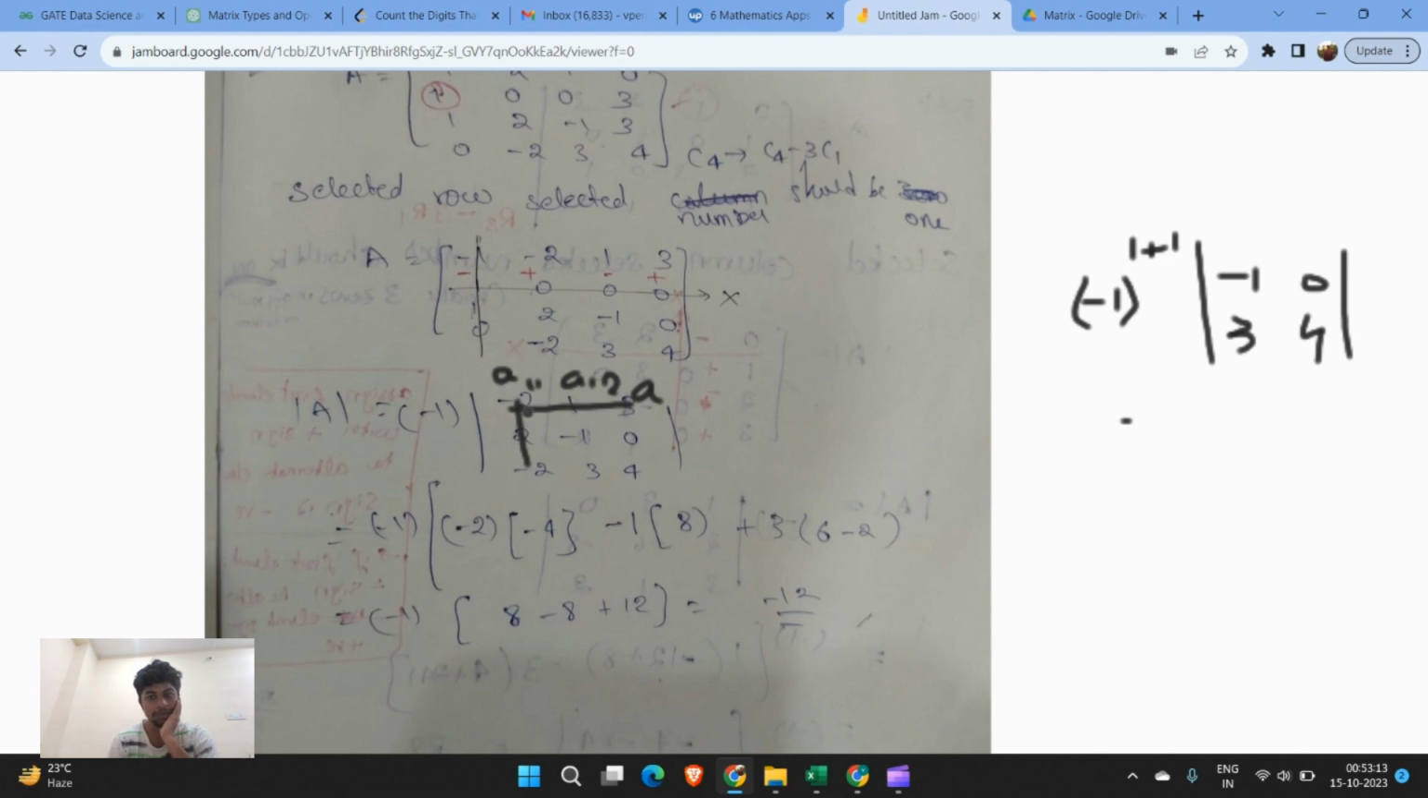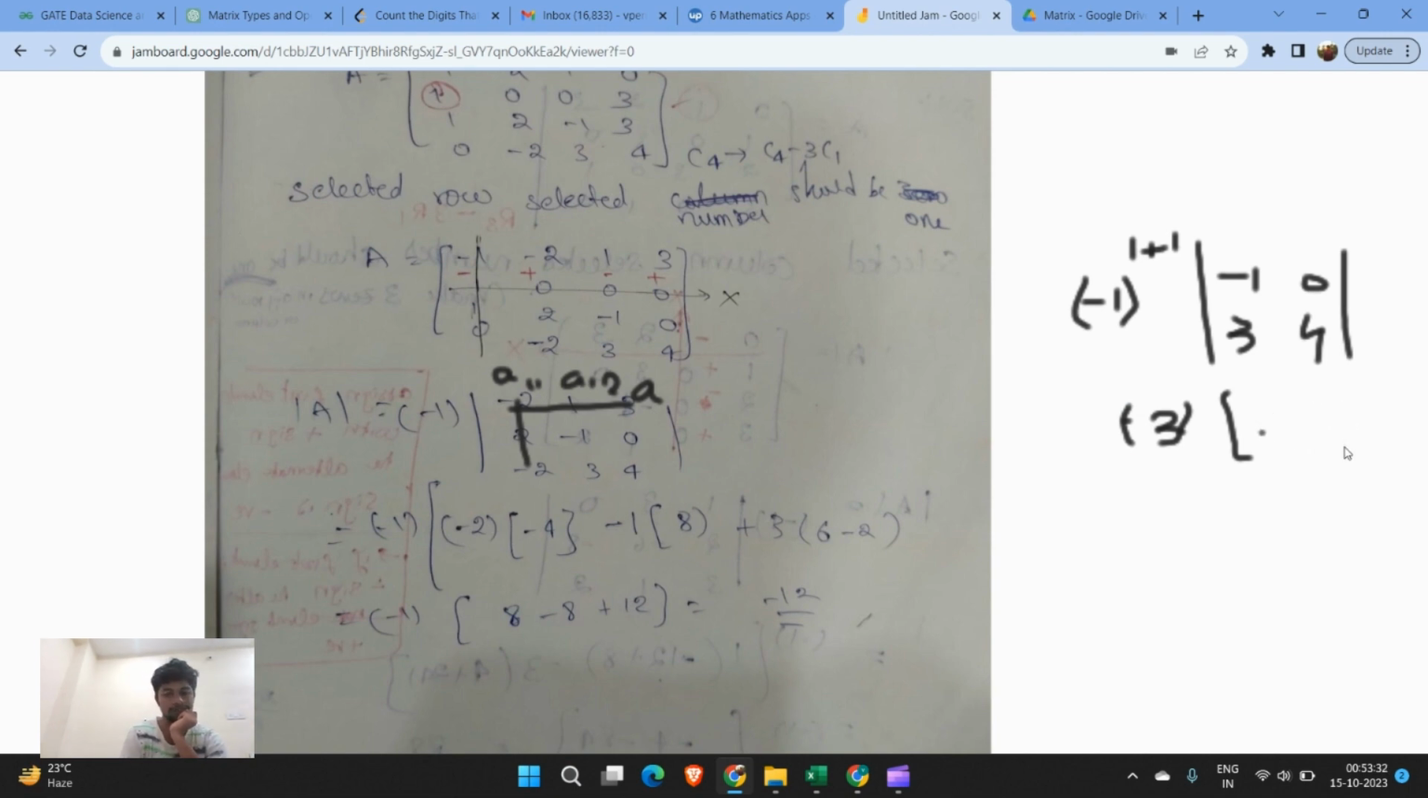Here you have to multiply this with whatever value was there earlier. So we obviously had minus 2 here. So minus 2 into whatever value you got. You got minus 4, so you have to multiply by minus 4.